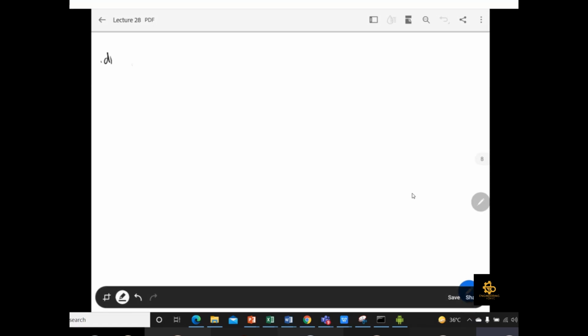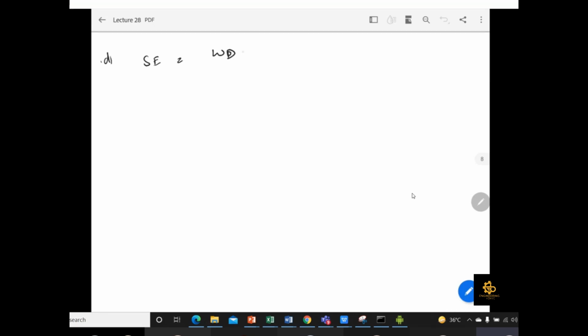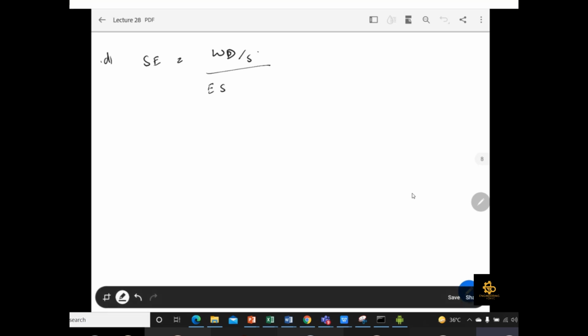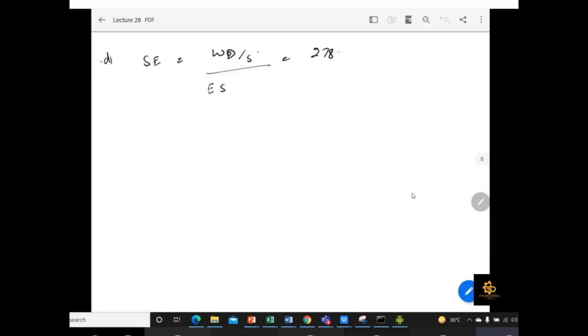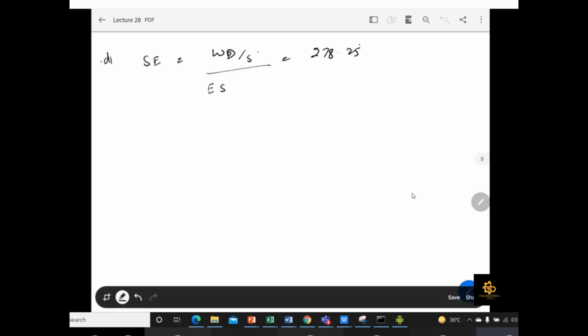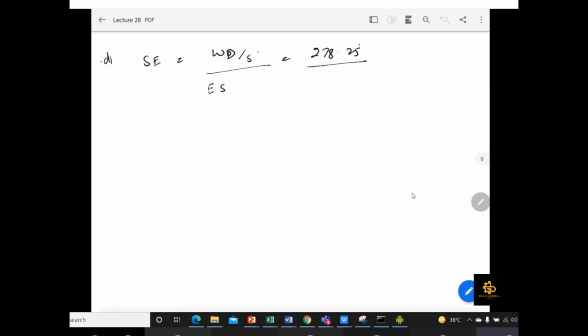Okay, so part D, which is the stage efficiency, is equal to the work done on the blade per second divided by the energy supplied to the blade. Here ES is basically the energy supplied to the blade. The work done on the blade per second we have already found in part C, which is the power value. It is equal to 278.25 kilowatt. The energy supplied to the blade is mentioned in the problem statement, which is 473.